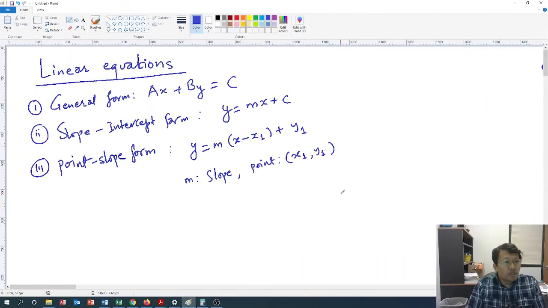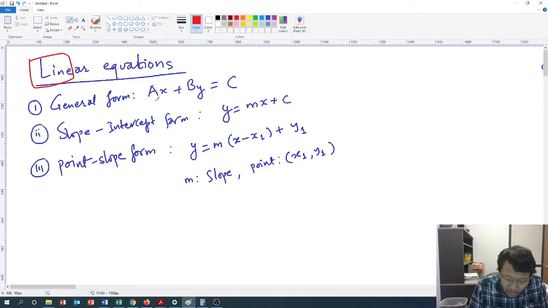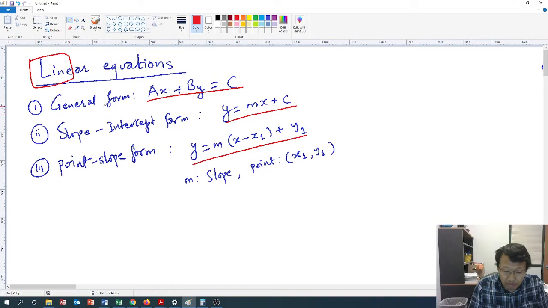In this video, we'll be talking about linear equations. A linear equation simply describes a line, okay? It just gives us a line. And these kinds of equations are linear equations, okay? The general form is ax plus by equals c, where a or b or both must not be 0, okay? And slope-intercept form is the most widely used form.